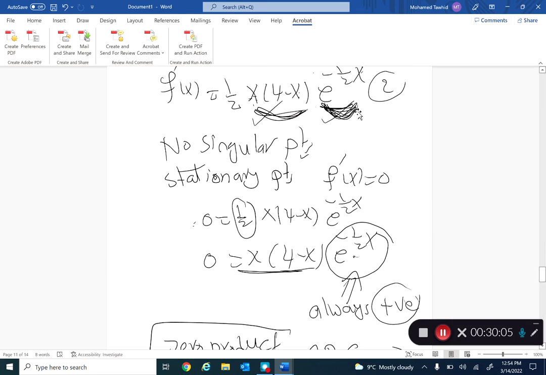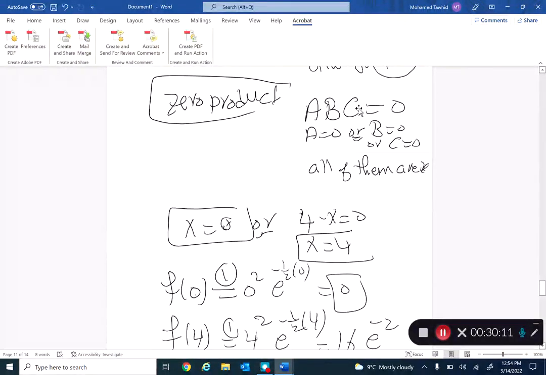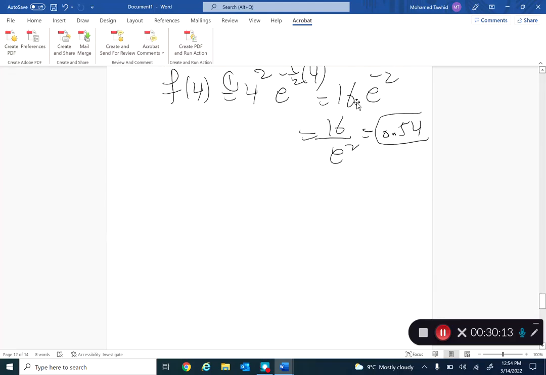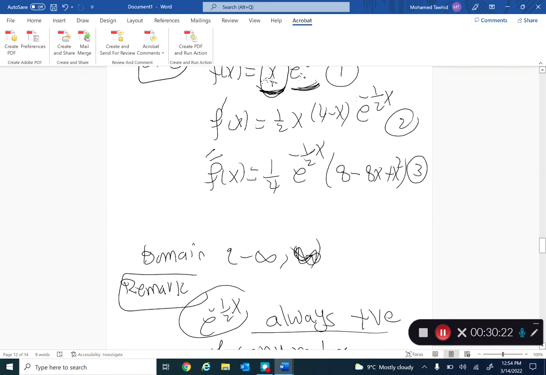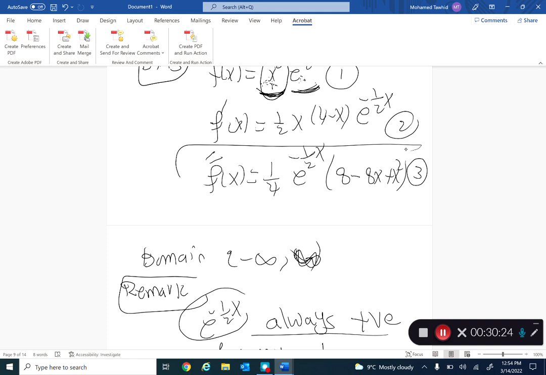So what is the conclusion here? I figured out the stationary points, which is what I should have in my hand before I apply the second derivative test. So what is your second derivative test? Second derivative at 0. So I have to go to equation 3. Here your equation number 3 is your second derivative. Go ahead and replace x by 0.